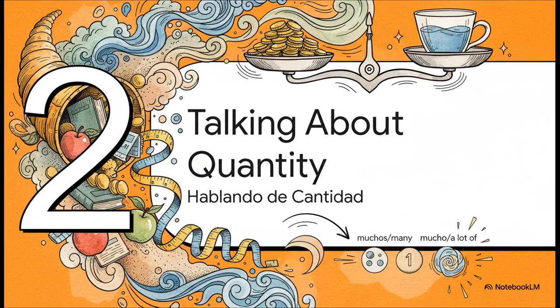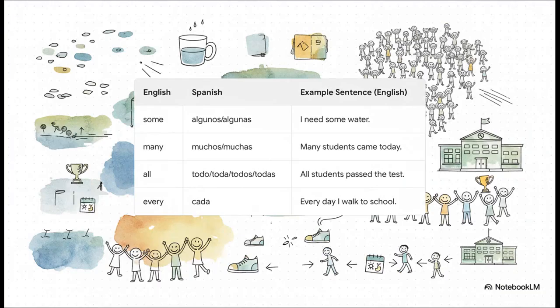Let's talk about amounts. When you want to explain how much or how many of something there is, you need a special kind of determiner. We call these quantifiers. Let's just walk through these. Some is fantastic for when you're talking about an amount that isn't specific, like I need some water. For bigger numbers of things you can actually count, you'll use many, as in many students came.